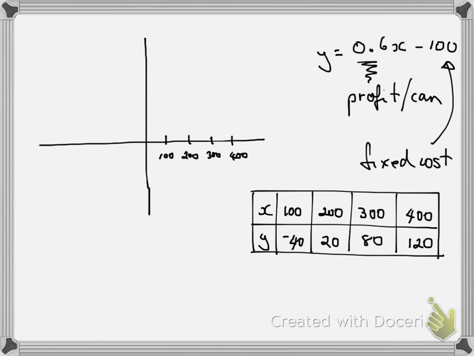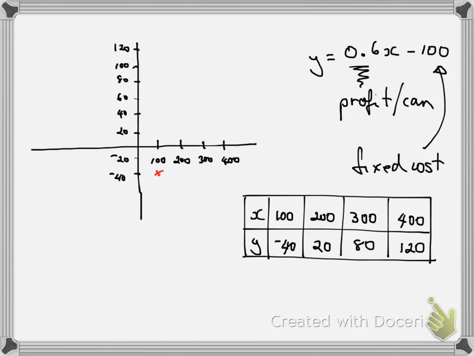So now, if I put these values on my graph, 100, 200, 300, 400, and up the side 20, 40, 60, 80, 100, 120, negative 20, negative 40, just bear with me. And I plot these points. I'm going to change colours for this. I'm going to make a nice red colour because I like red. 100, negative 40 there. 200 at 20, 300 at 80, and 400 at 120. And you will notice that I have got a straight line. If I was using a ruler, it would be really straight.